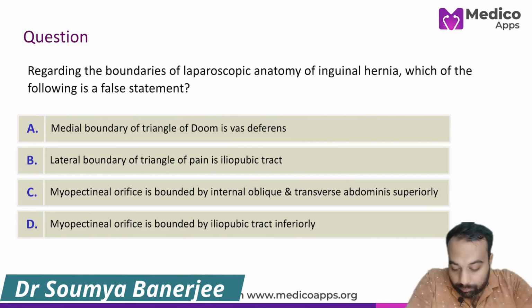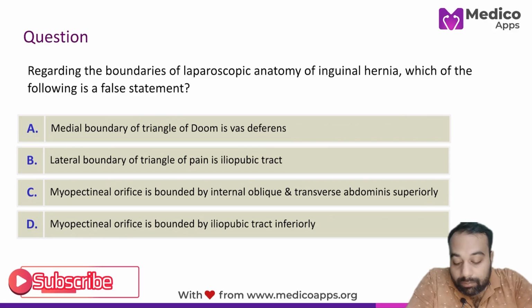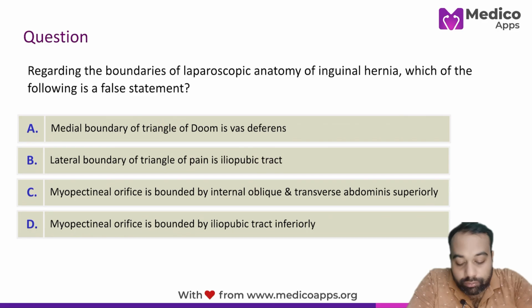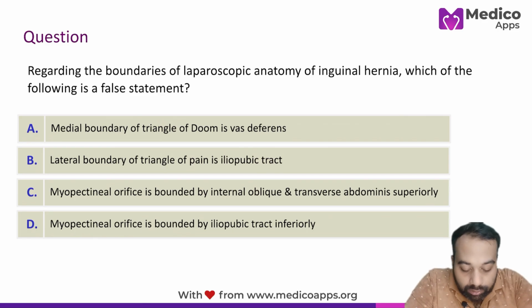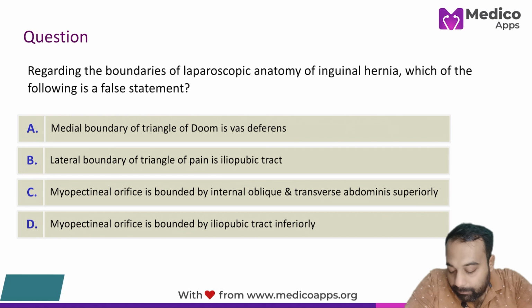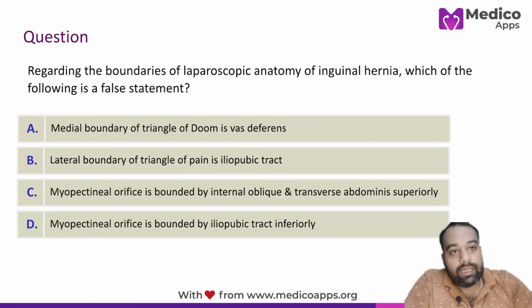Okay. So let's take the next question then. Regarding the boundary of the laparoscopic anatomy of the inguinal hernia, which of the following is a false statement? Option A: the medial boundary of the triangle of doom is the vas deferens. Option B: the lateral boundary of the triangle of pain is the iliopubic tract. Option C: the myopectineal orifice is bounded by the internal oblique and the transversus abdominis superiorly. Option D: the myopectineal orifice is bounded by the iliopubic tract inferiorly.